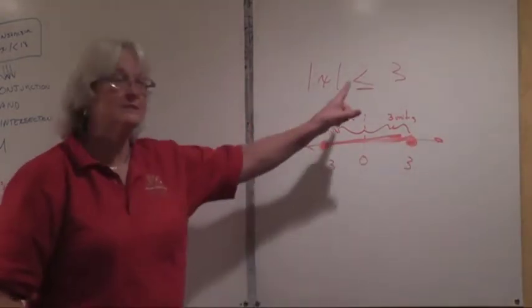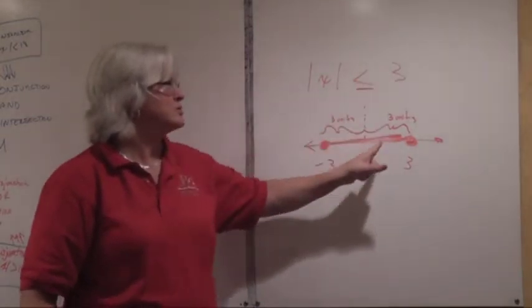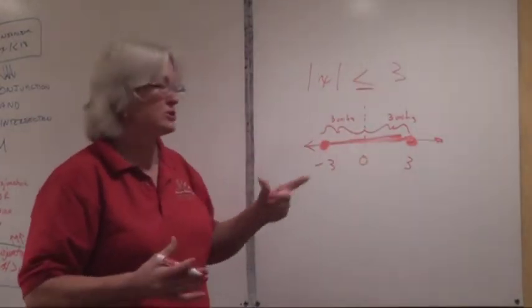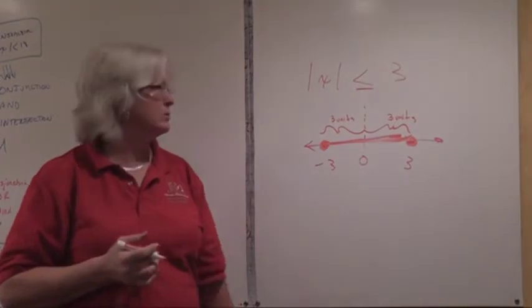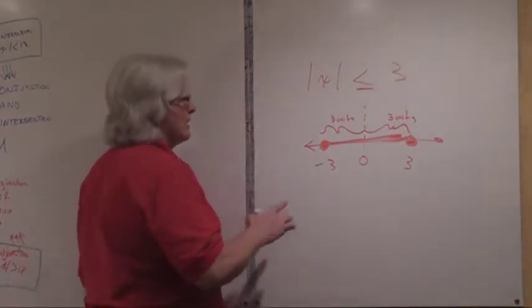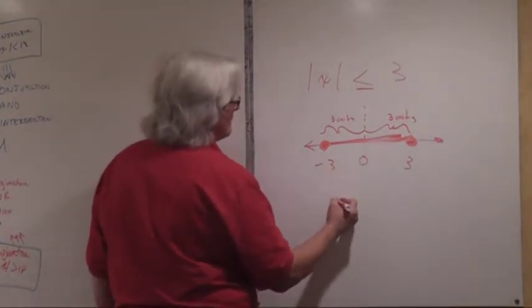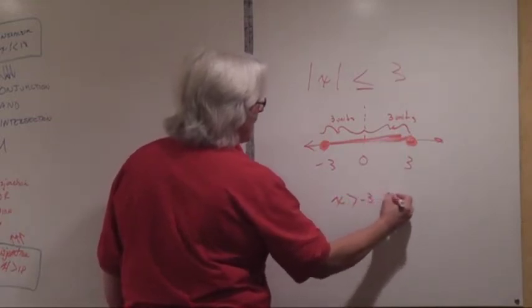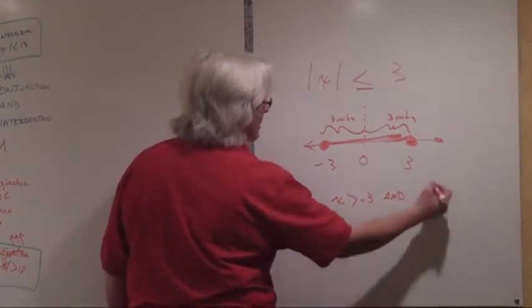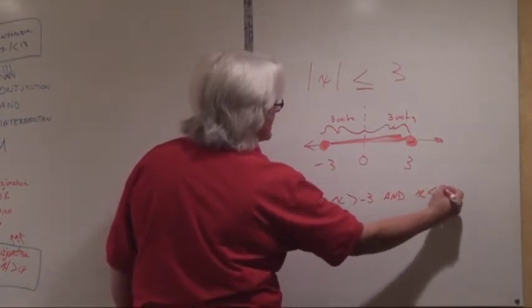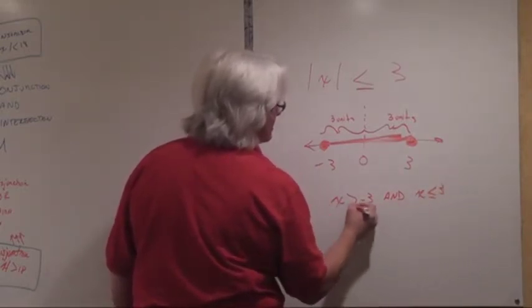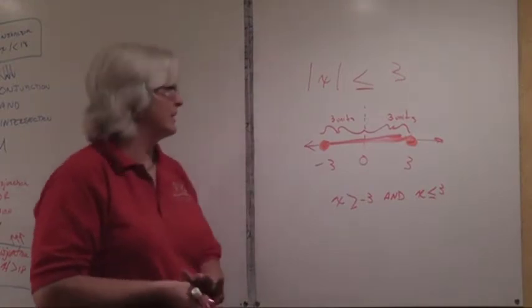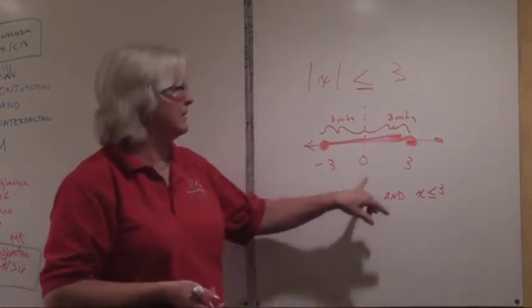Because we have the less than symbol, it's a conjunction. Conjunction means that you have to meet 2 statements at the same time. What do you have? You have x has to be greater than -3, and at the same time, x has to be less than or equal to 3.